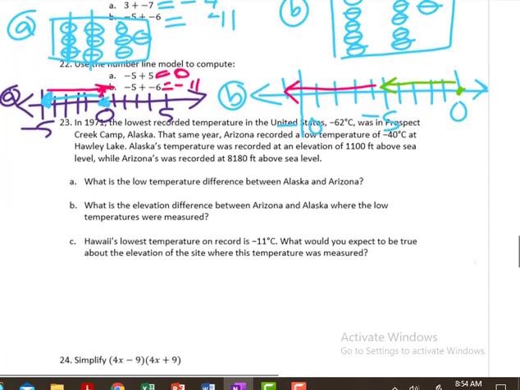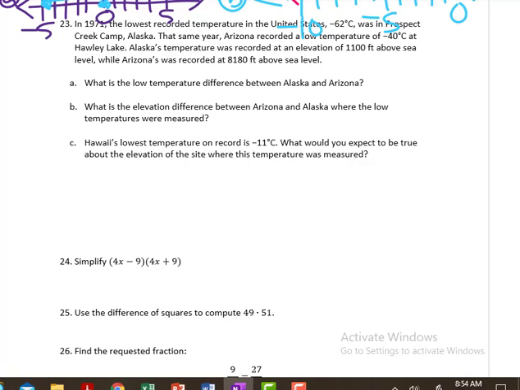Number 23. In 1971, the lowest recorded temperature in the United States, negative 62 degrees Celsius, was in Prospect Creek Camp, Alaska. The same year, Arizona recorded a low temperature of negative 40 degrees at Hawley Lake. Alaska's temperature was recorded at an elevation of 1,100 feet above sea level, while Arizona's was recorded at 8,180 feet above sea level. A. What is the low temperature difference between Alaska and Arizona?